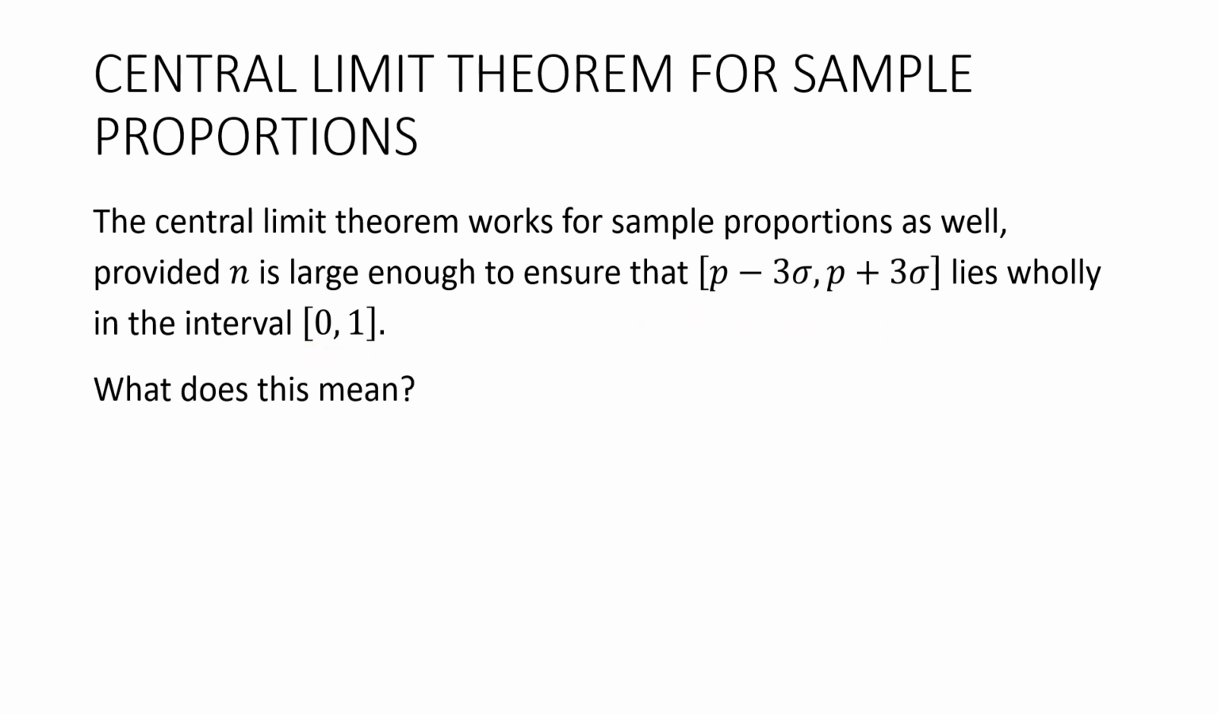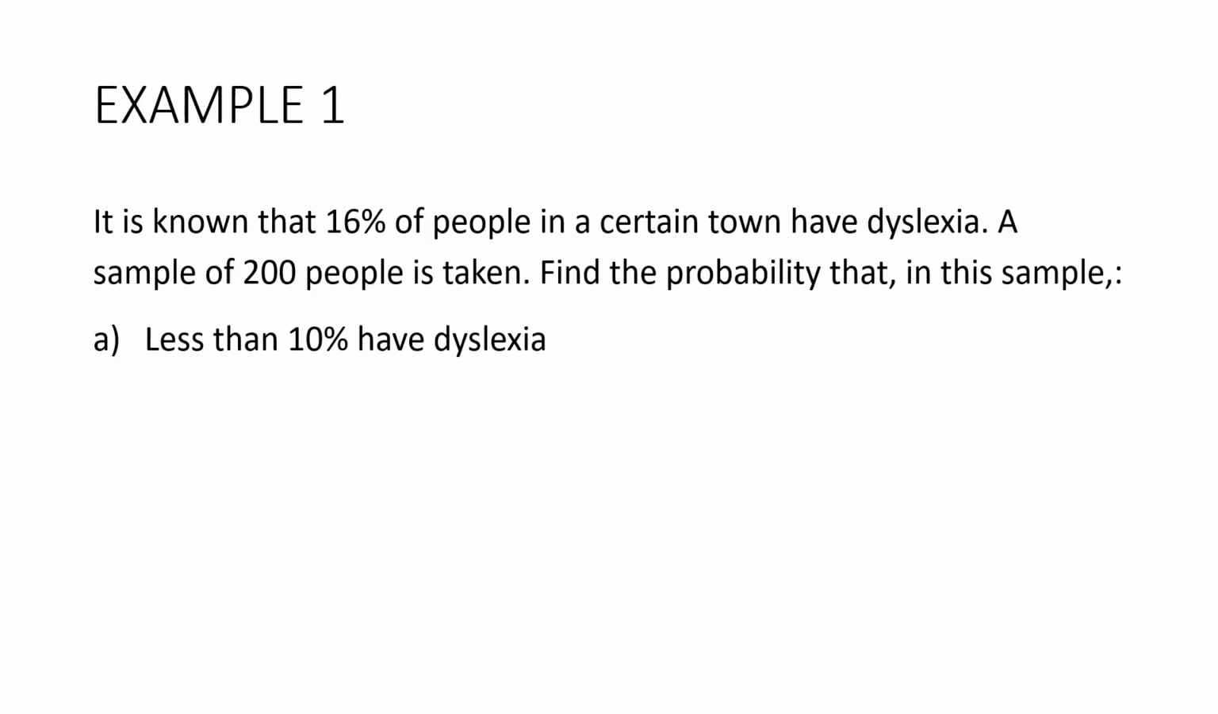So what does this mean? It means that the distribution of sample proportions is approximately normal with mean p and variance p multiplied by 1 minus p, over n. Here's an example. It is known that 16% of people in a certain town have dyslexia. A sample of 200 people is taken. Find the probability that in this sample less than 10% have dyslexia.